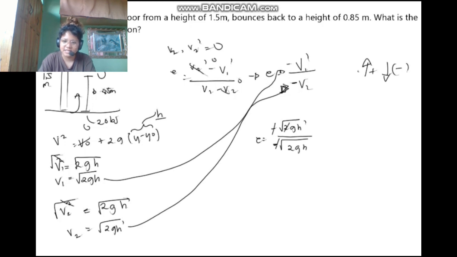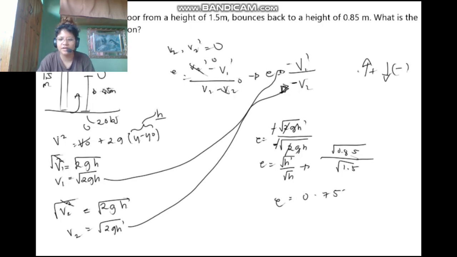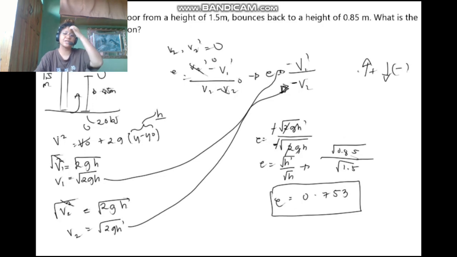So let's cancel this, cancel the 2, cancel the g. All we have left is square root of h prime over square root of h. And let's plug in the values. Square root of h prime is 0.85 over square root of 1.5. We will get the coefficient of restitution, that is 0.753. No unit because it is a coefficient, and that is for this number.